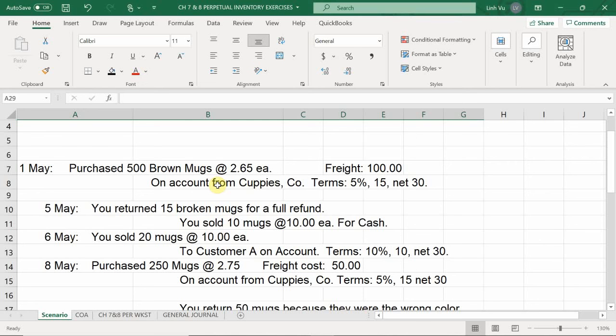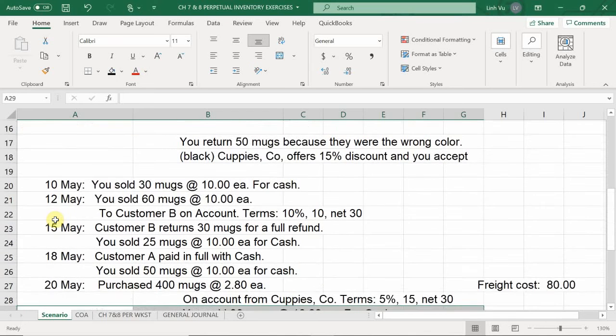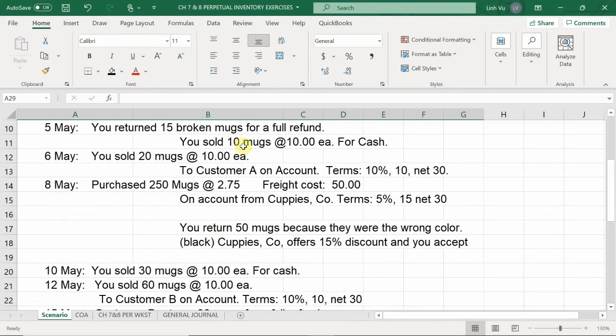In this case, 15 days from the 1st is the 16th. So we missed that date. However, we also refunded 15 of them, so we have to make sure that we calculate that. Then we also purchased another batch of inventory on May 8th. In this case, we purchased 250 mugs, but 50 of them came in as black. So we ended up getting a 15% discount off of those 50 mugs. So we got some money back.